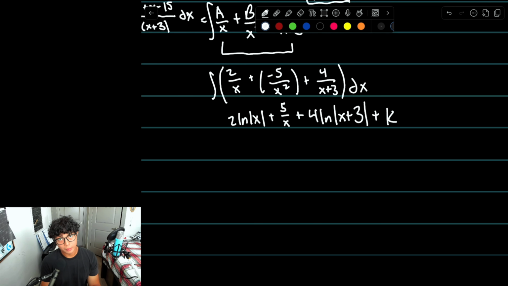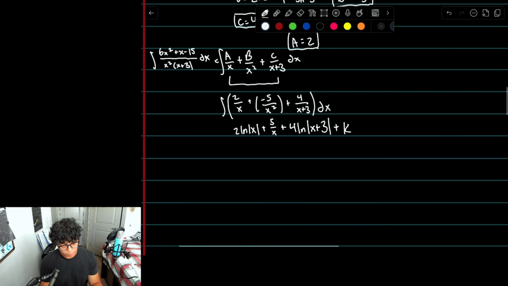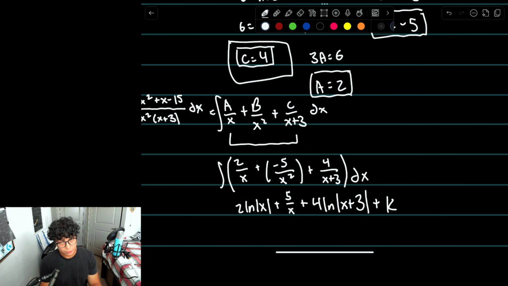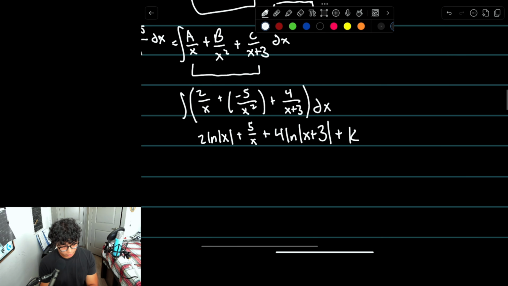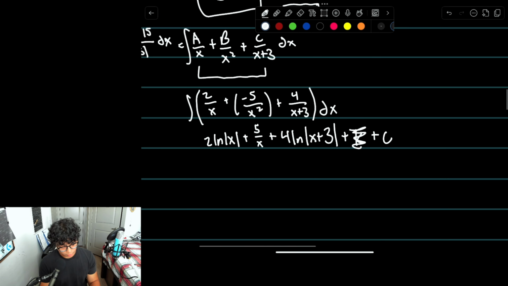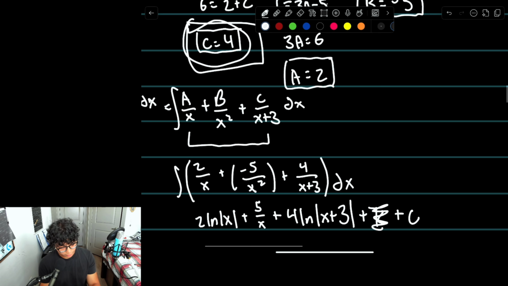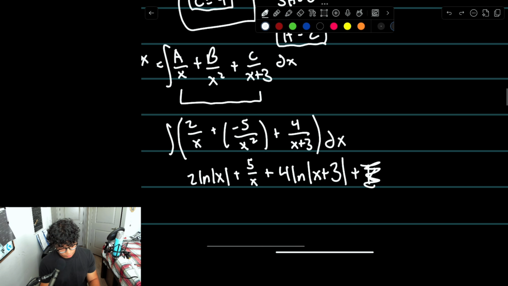plus K. Now you might be wondering, why are we not using our constant C and why are we using a K? Well, that's because we already used up a C over here, so we don't want to get confused and think, oh, it's going to be plus C. Then it gets confusing because couldn't you have said plus 4 since C equals 4 over here? And no, that's just not how that works. So just do plus K.